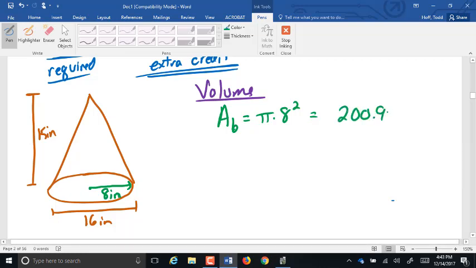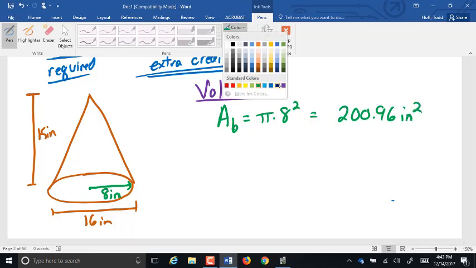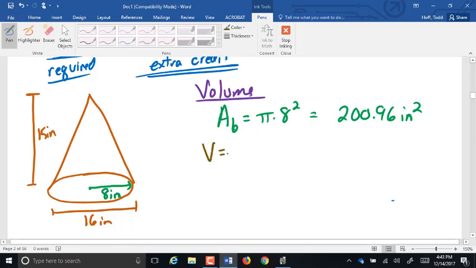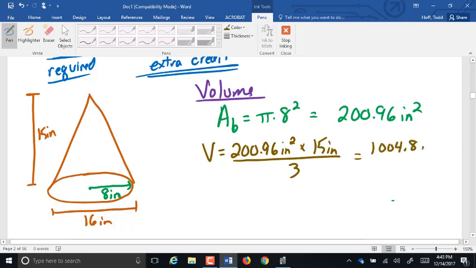That is 200.96 inches squared. From that, the volume is an area of a base, 200.96 inches squared, times the height of 15 inches. Volume is always an area of a base times the height. But since this is a cone, it is divided by 3, which makes this 1004.8 inches cubed is our volume.